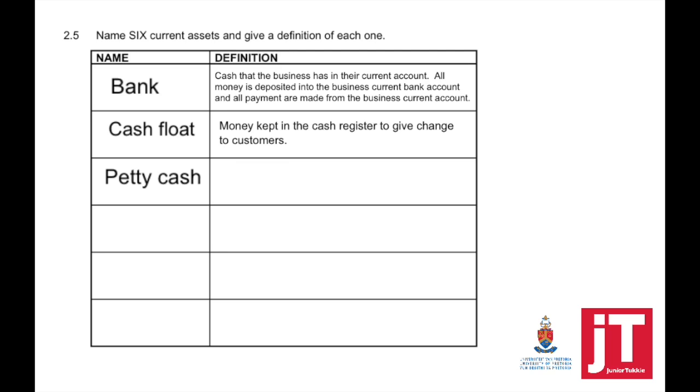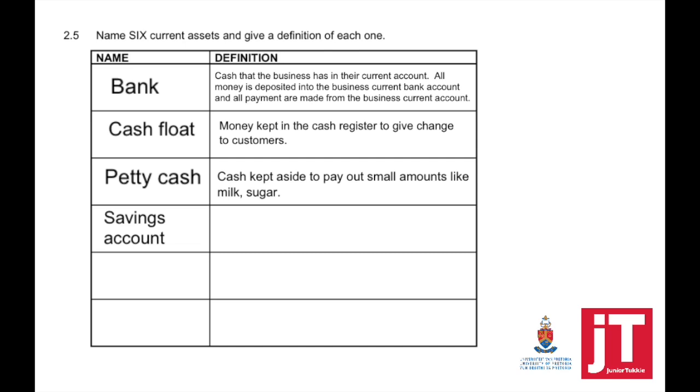Then we need petty cash. Now, petty cash is cash kept aside to pay out for small amounts like milk and sugar. These are just examples. So you will have a box, which will be called our petty cash box. And inside of that box, we are going to put cash that we will use for small things that we need to pay for.